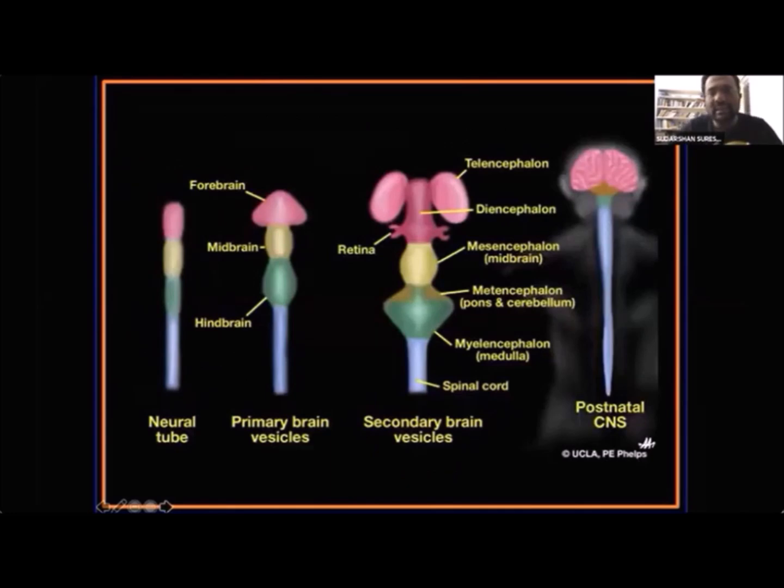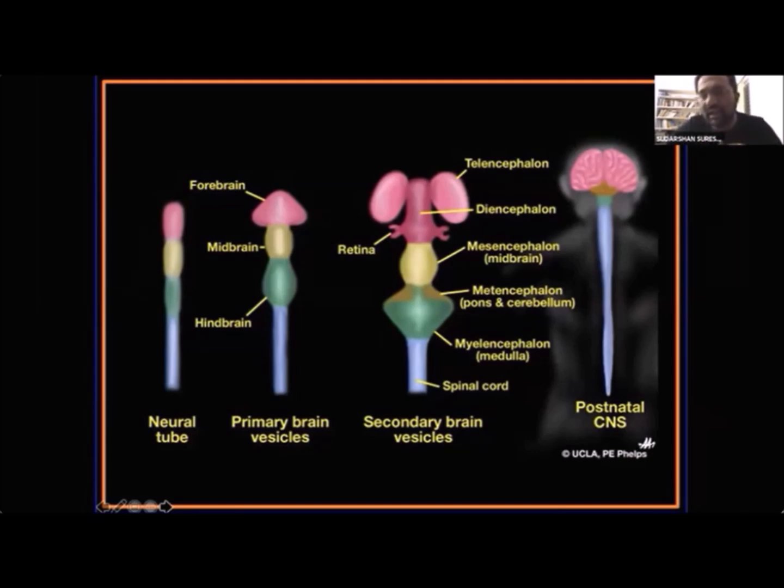So in essence, this slide gives you the crux of the development of the fetal brain, which starts initially as a neural tube and divides into three primary brain vesicles, the forebrain, midbrain and the hindbrain vesicle. And the forebrain vesicle divides into the telencephalon and the diencephalon.